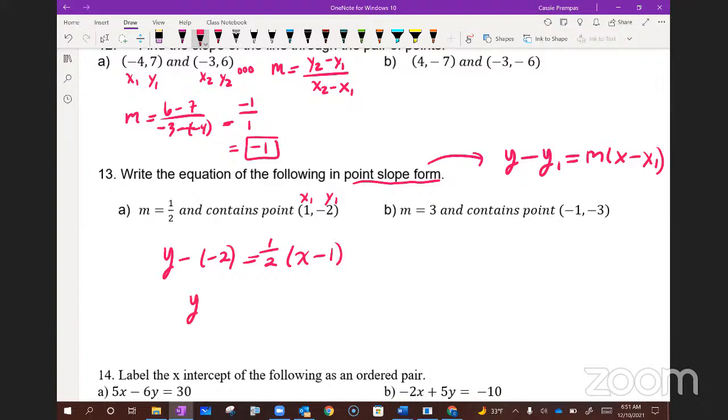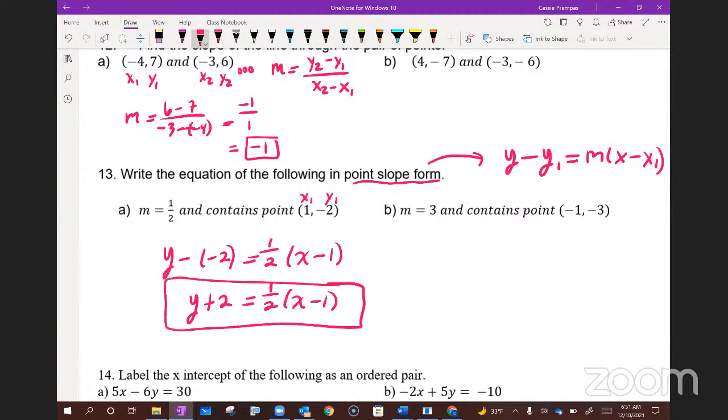Minus a negative creates a positive, so we have y plus 2 equals 1/2 quantity x minus 1.